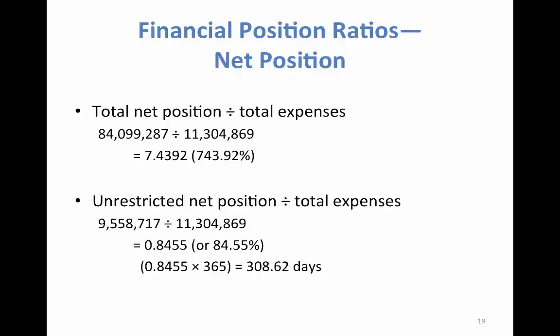And one of the neat things that I think doing this ratio with expenses in the denominator lends itself to is that if you take the ratio and multiply it by 365, it tells you essentially how long those resources would last based upon the expenses of the previous year, and in this case it is almost 309 days, so about 10 months into the next fiscal year, if they weren't bringing any more resources in, is how long that unrestricted net position would last.